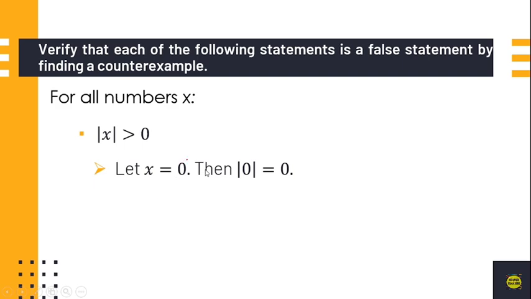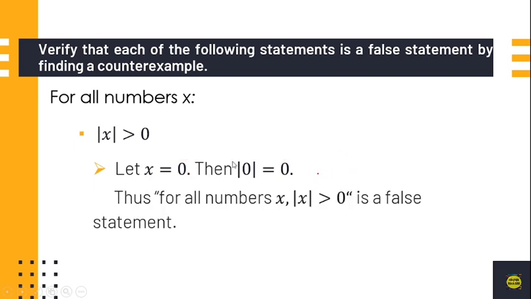Let x equal 0. Then the absolute value of 0, class, is equal to 0. Is 0 greater than 0? No. 0 is equal to 0, not greater than 0. So 0 is not greater than 0. Thus, the statement "for all numbers x, the absolute value of x is greater than 0" is a false statement. Kailan naging greater than si 0 kay 0, di ba?